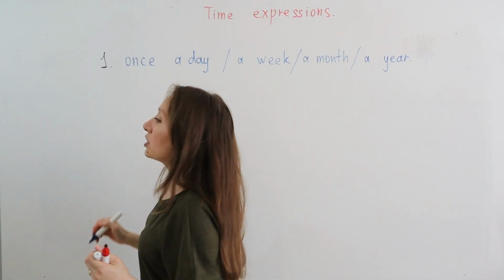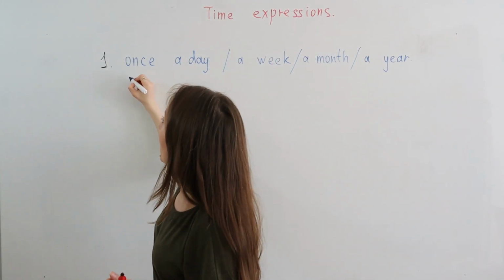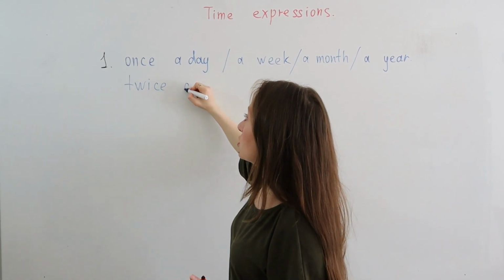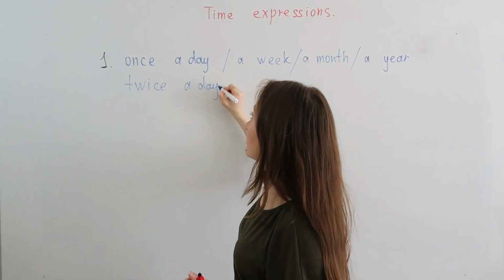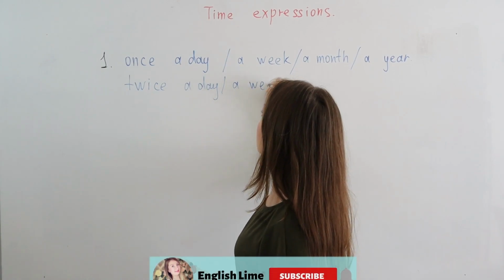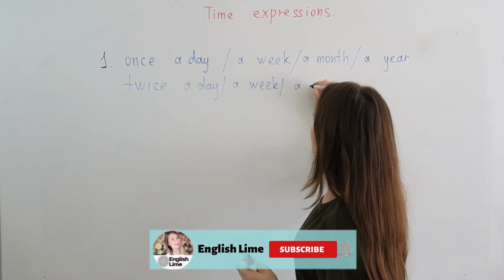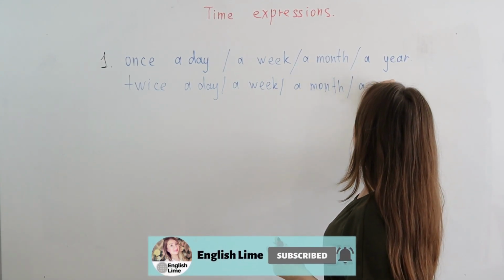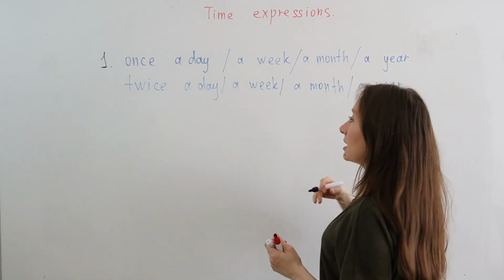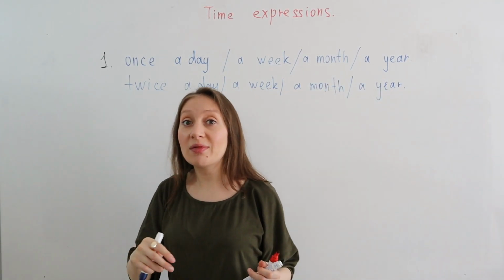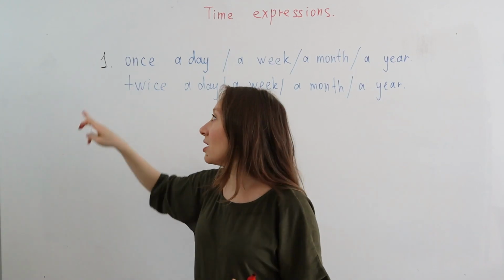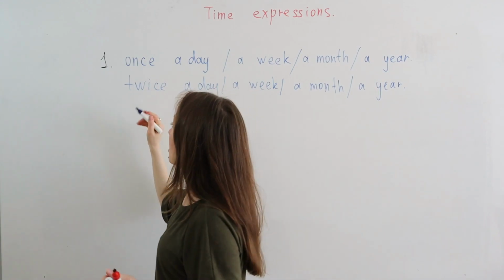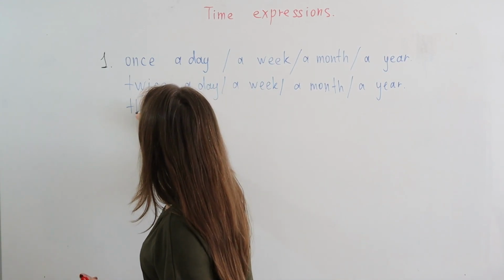Next one, when you do it two times, you say twice. Twice a day, twice a week, twice a month, and twice a year. And you continue. For example, you do something three times, here you say once, twice. You have to remember this phrase, this word. And when it's three times, you write three times.